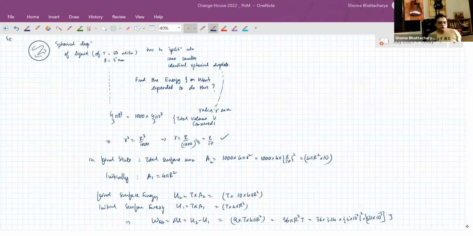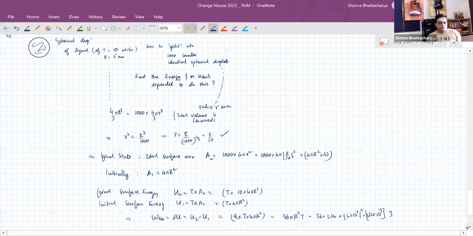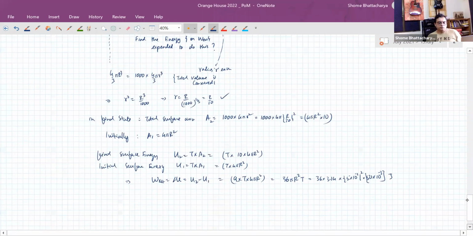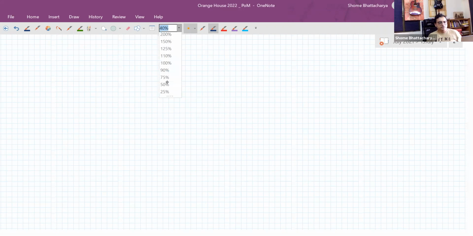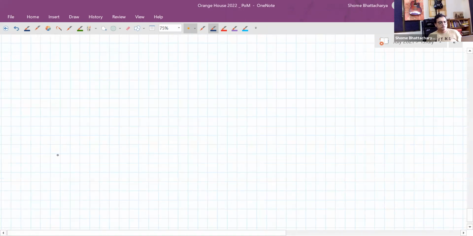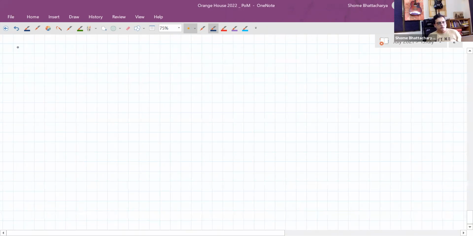Okay, so hope this is clear. Now we move on to another property associated with surface tension, and that is the excess pressure that exists inside a spherical drop.